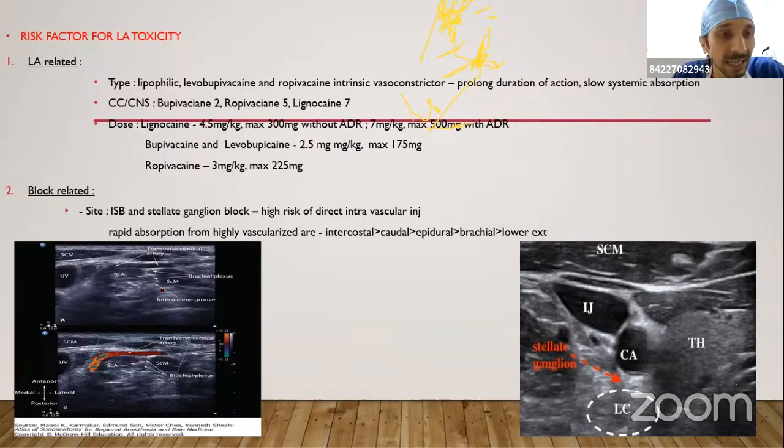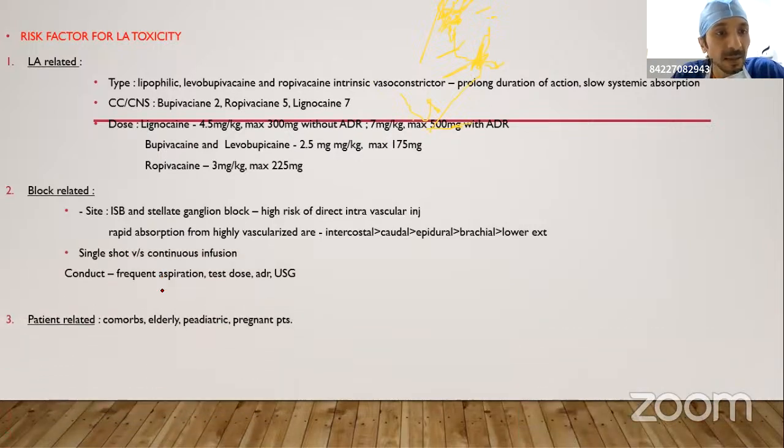Block related, the site of the block, interscalene block, stellate ganglion block, where there is a high risk of direct intravascular injections, are more likely related with LAST. Also rapid absorption from a highly vascularized area like intercostal, which is more than that of caudal, than that of epidural, brachial blocks and lower extremity blocks. Single shot versus continuous infusions. The conduct of block should happen with frequent aspirations. A small test dose should be given, hydrodissection should be done, adrenaline should be used, an ultrasound should be used.